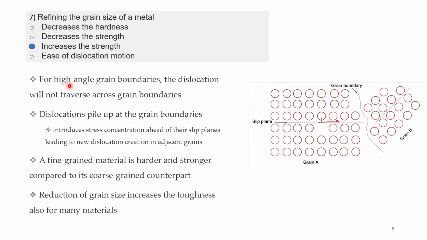For high angle grain boundaries, the dislocation will not traverse across grain boundaries and the dislocations pile up at the grain boundaries. There will be a lot of dislocations piled up, and this introduces stress concentration ahead of their slip planes, leading to new dislocation creation in adjacent grains. A fine grained material is harder and stronger compared to its coarse grained counterparts. So the smaller these grains are, the harder the material will become, and this reduction in grain size also increases toughness.